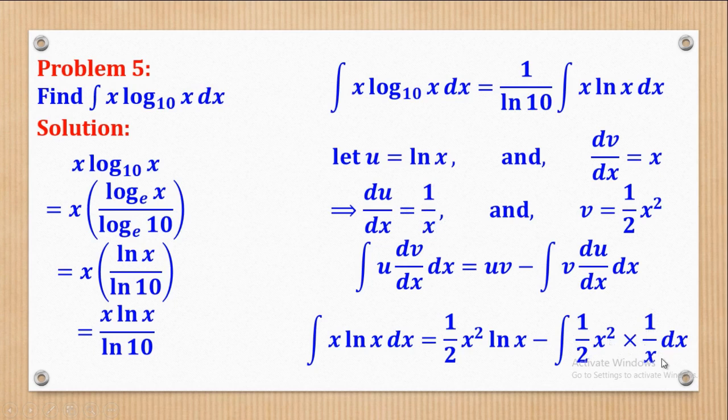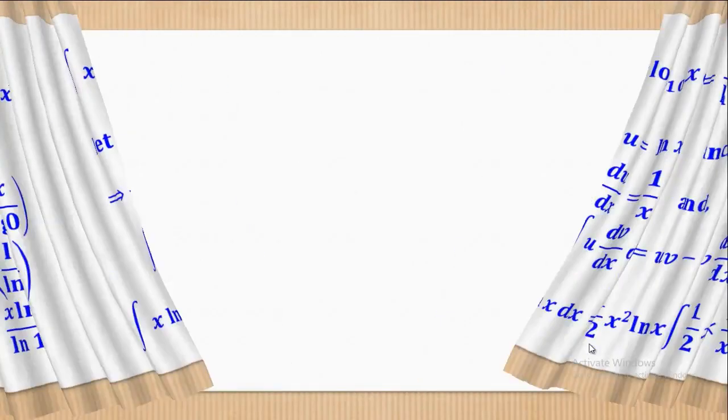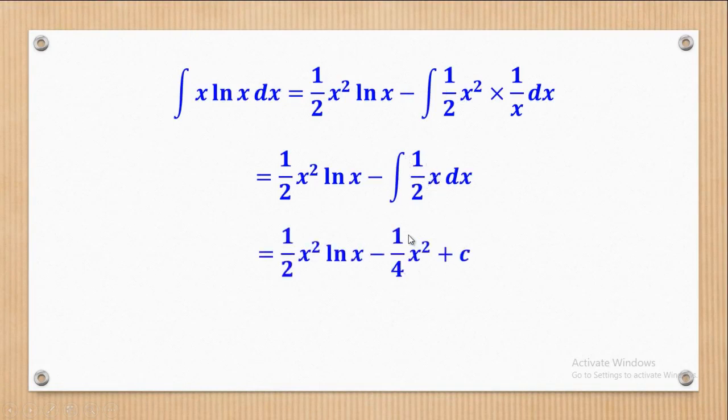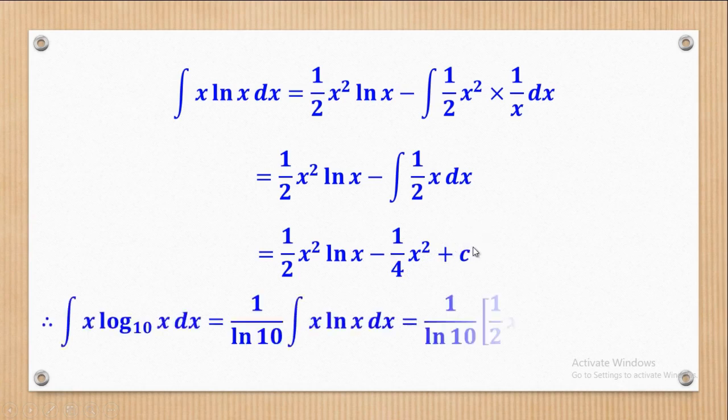And I think you realize that this one, they have something in common, and therefore x at the denominator will cancel with x at the numerator to remain with a half x. So in the end, we have to integrate a half x with respect to x. So this was the previous step, and when I simplify, I'll come up with the integral of a half x, and when I integrate a half x, I'll come up with a quarter x squared. So in the end, my answer will be a half x squared ln x minus a quarter x squared plus c, which is the constant of integration.